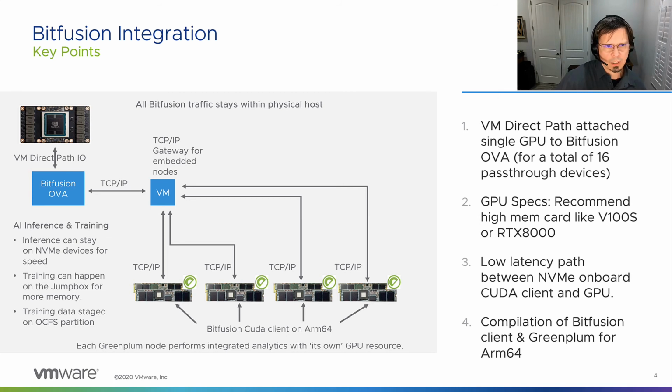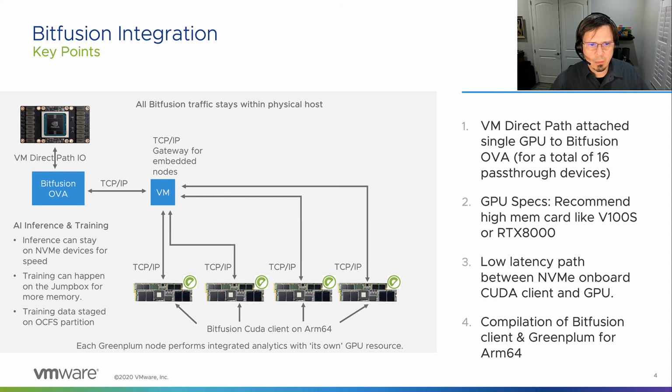But in this case, the network is all inside the same host. As I said, the network is actually itself running across the same PCI bus using the TCP/IP encapsulation driver to move the traffic from the embedded NVMe devices to the Jumpbox VM and then on to the Bitfusion OVA. So this allows us to keep inference on the NVMe devices for speed, but allows us to do the training on that jump box or a nearby box so that we can use an appropriate amount of memory and get more horsepower for the training itself.